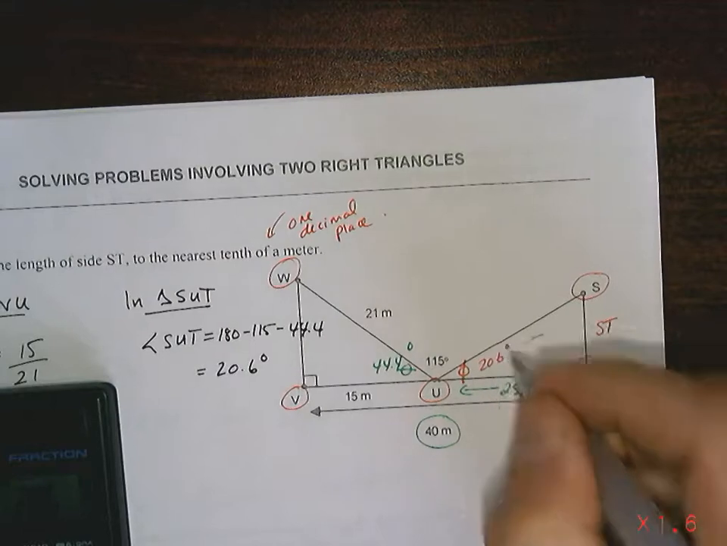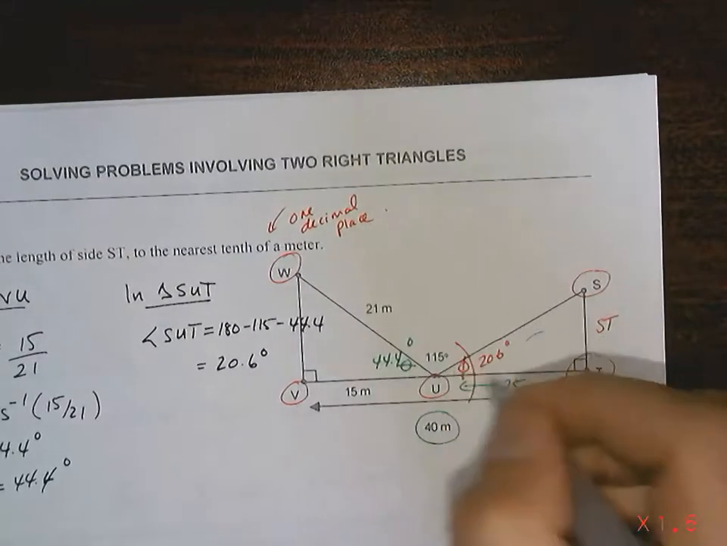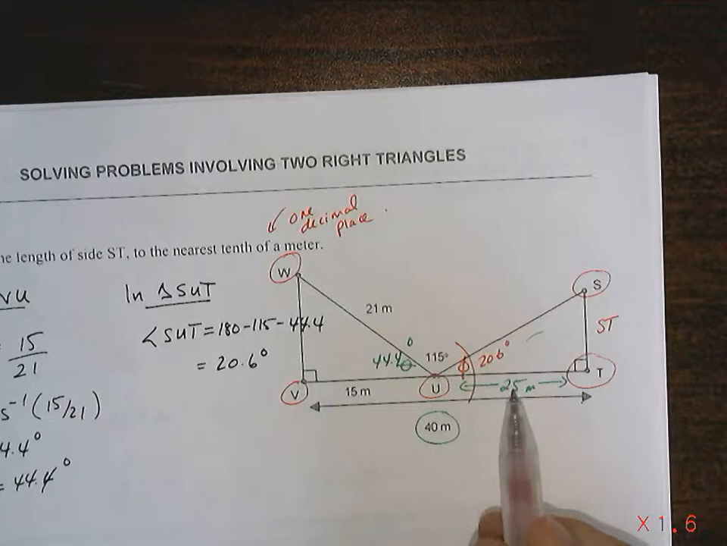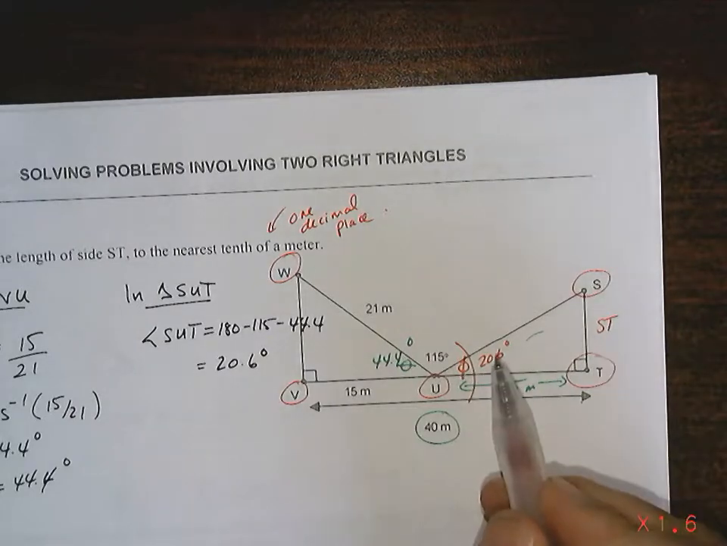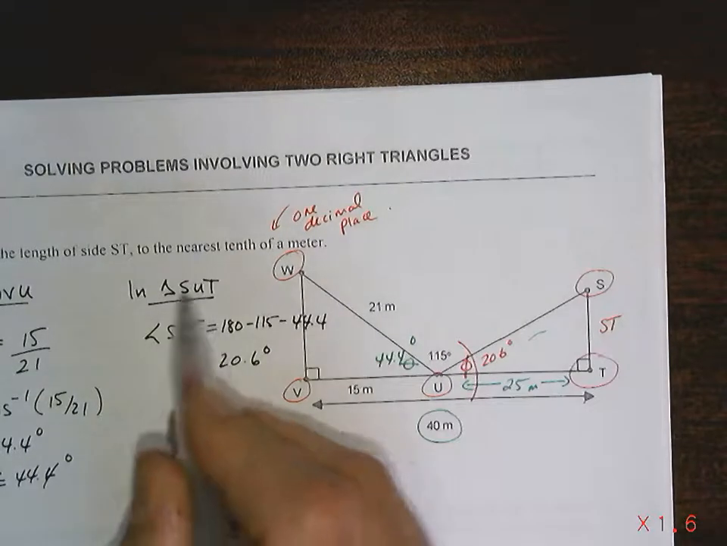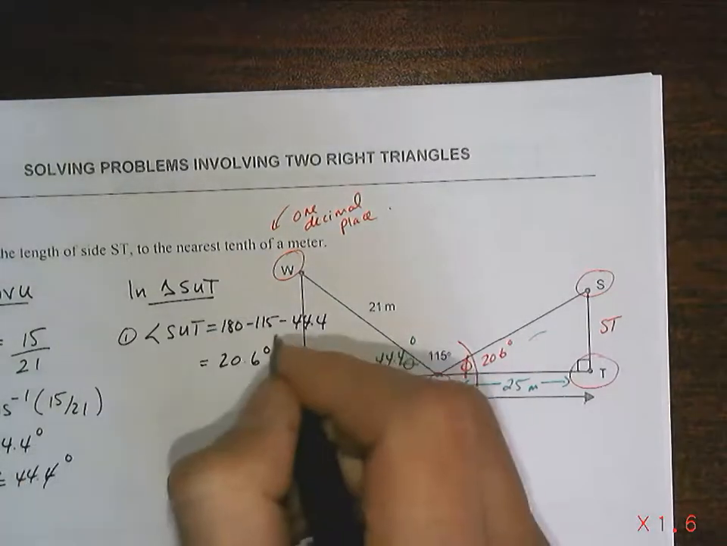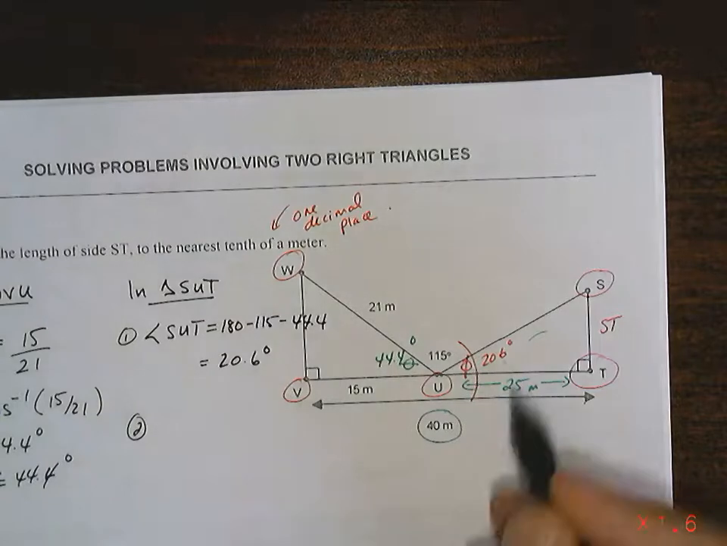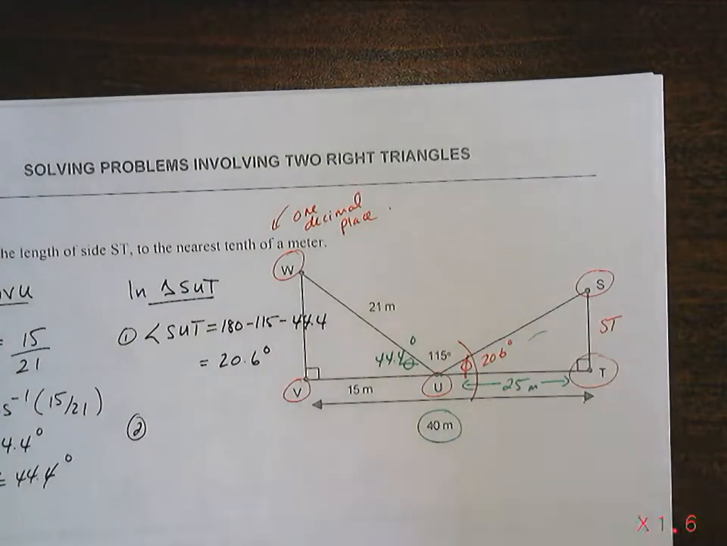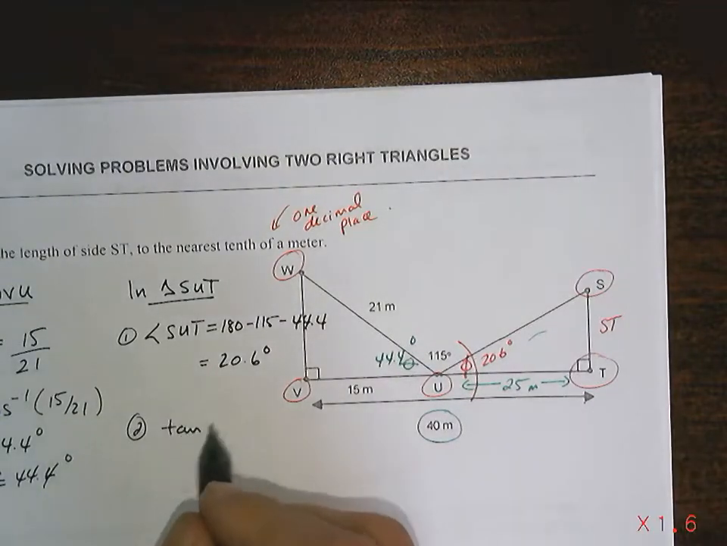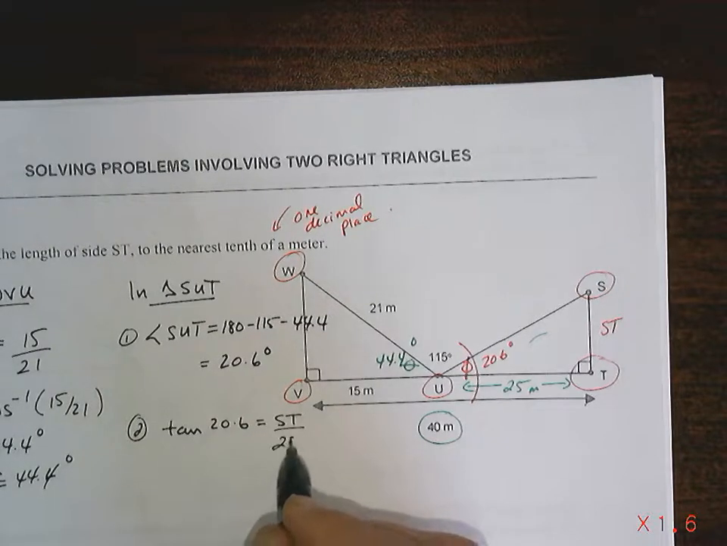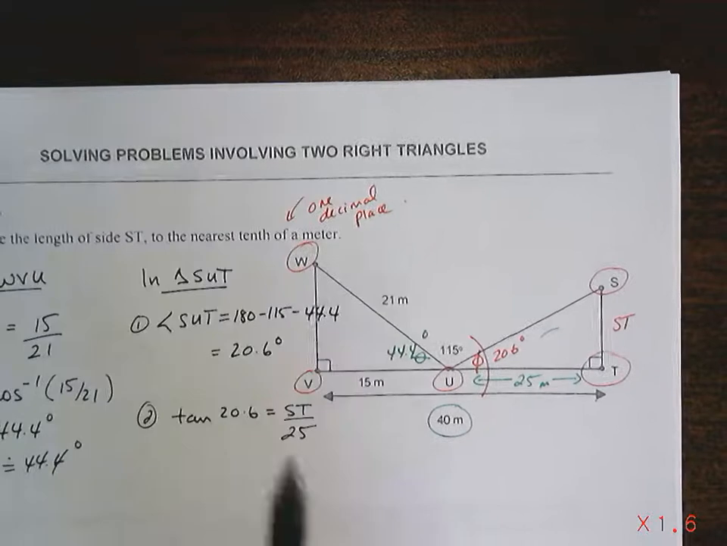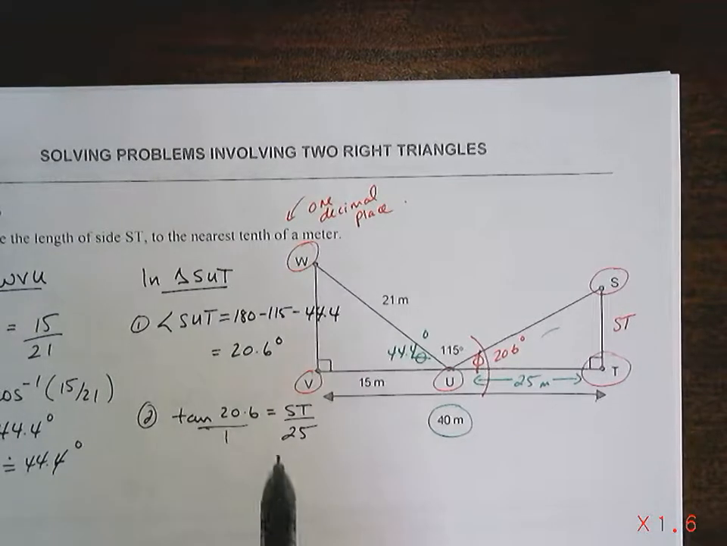That is so cool. Because now if I know this angle, and if I know this side, which is the adjacent to 20.6, I can figure out the opposite to that angle. So I'm still in this triangle. This was my first step in that triangle. Here's my second step in this triangle. Opposite, adjacent is tangent. So tangent of 20.6 is going to equal ST over 25. Now, my number's in the denominator this time, so this is an easier question. I just cross multiply.